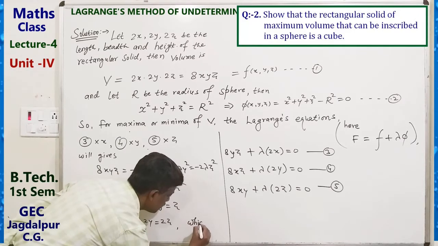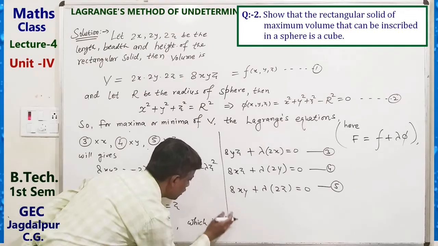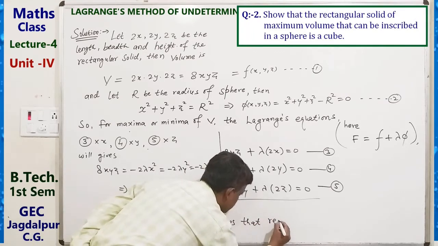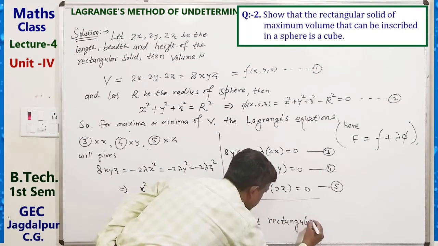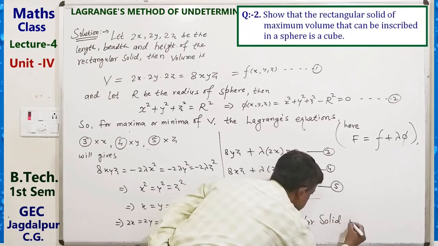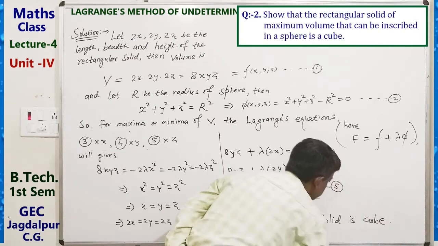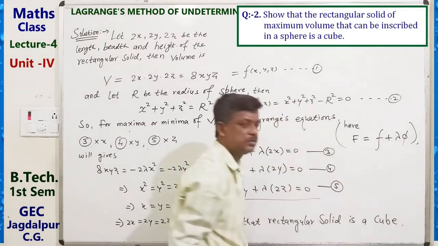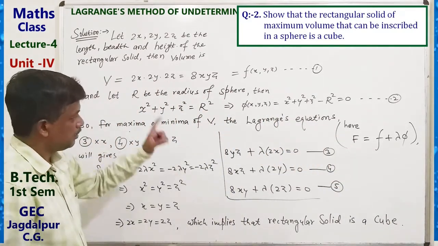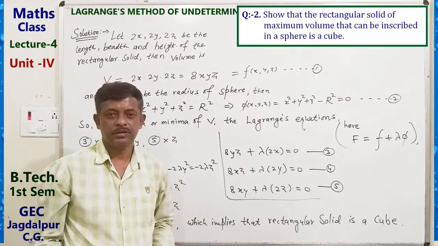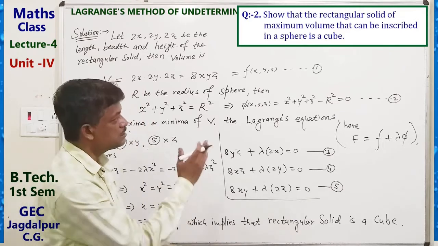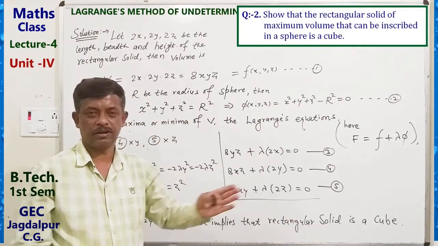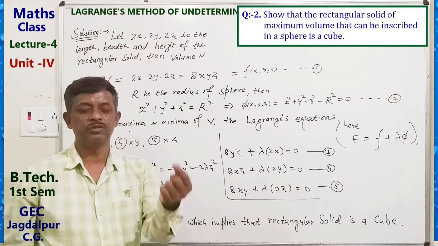Which implies that the rectangular solid is a cube. In this diagram, if z is 0, then we get a rectangular sheet only, not a rectangular solid, a rectangular sheet. That is, the volume will be 0.